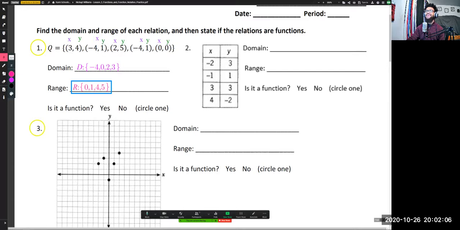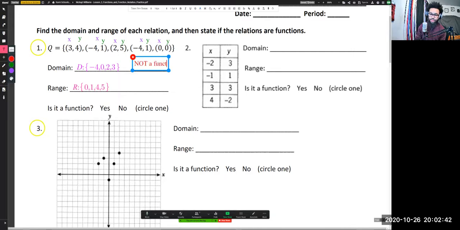Then it says state if the relations are functions. So is this relation a function? Now let's think back to what our last set of notes said. Our last set of notes said a relation is a function if there are no repeating x values. In short, that's the quickest way to think about it. If none of our x values are repeating, then it is a function. Do we have repeating x values in this? Oh, yes, we do. We got a -4 here and a -4 here. So this is, let's put it in big bright red letters, not a function.